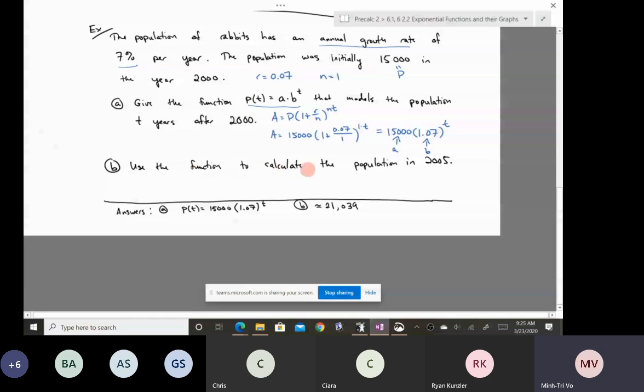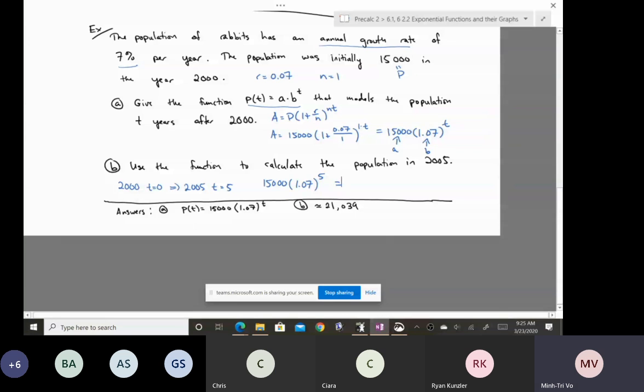The second part asks to calculate the population in 2005. We assume that t equals 0 is the year 2000. That means 2005 is 5 years later, so t has to be equal to 5. We just use the function that we have in the previous part, so that's 15,000 times 1.07 to the t, with t equals 5. Now we have the model for the function, and we just use it to do the prediction. After 5 years, how much does the population grow to? We just do this calculation.